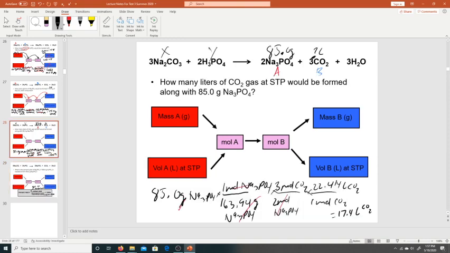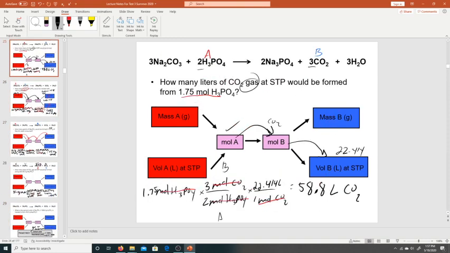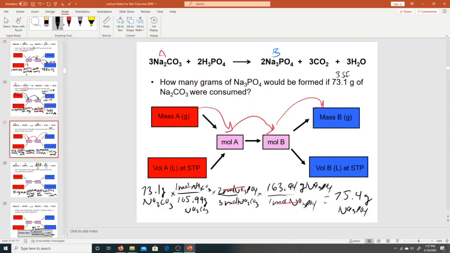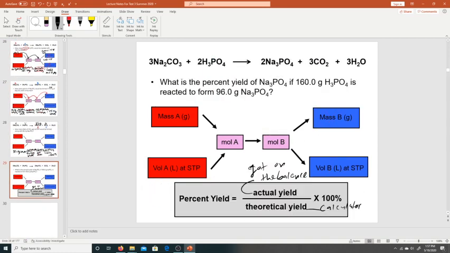So all these other problems you've been doing involve theoretical yields. How many liters of CO2 gas will be formed? That's a theoretical yield. We didn't actually do the experiment. In order to get an actual yield, you must actually do the experiment, collect your sample, and weigh it. Theoretical yields are just textbook questions. It's what the textbook says you should get.